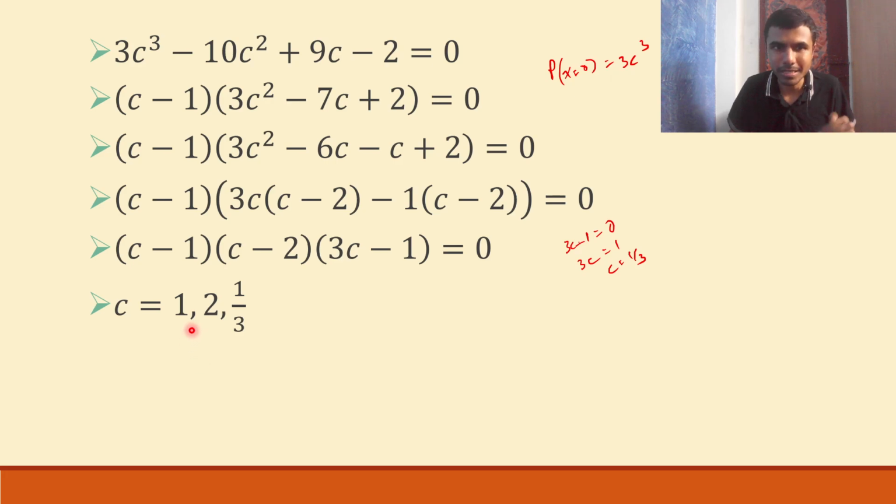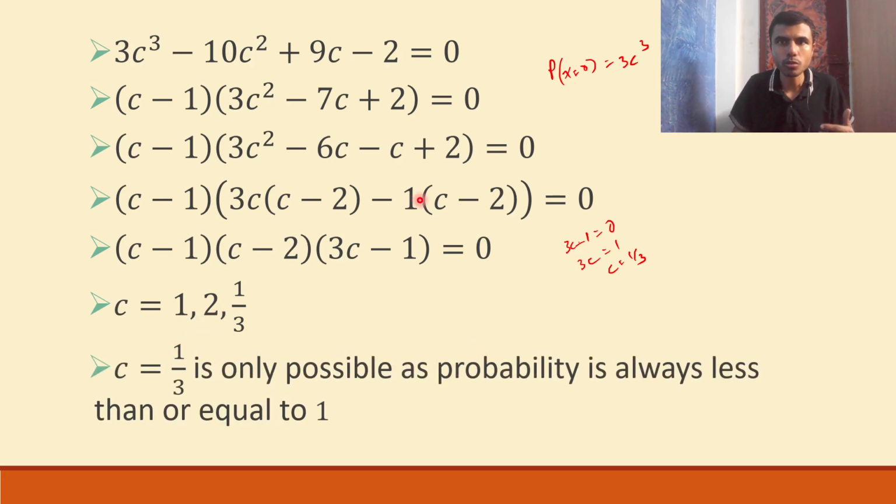No. If you put c as 2, 3 into 2 cube, which is 3 into 8, 24. Can probability be greater than 1? Not possible. But if you put c equal to 1 by 3, 3 into 1 by 3 whole cube, that means 3 into 1 by 27, you will get 1 by 9. So c equal to 1 by 3 is our only option. Otherwise, if you take c to be 1 or 2, the probability is going to be greater than 1, which doesn't make sense, as probability should always be less than or equal to 1. Or you can say probability should not be greater than 1.